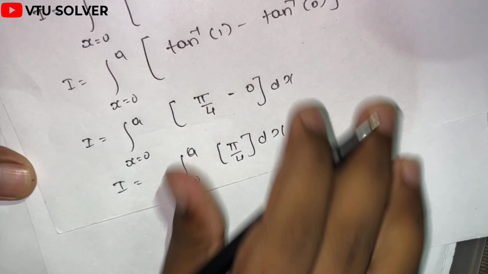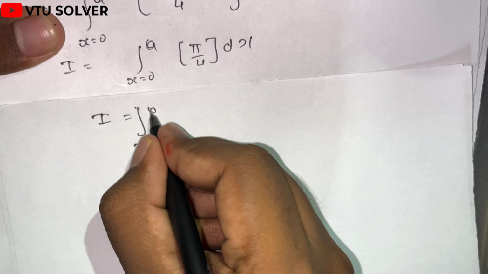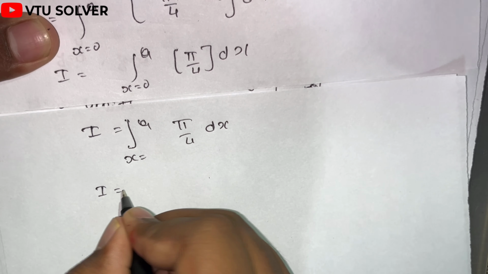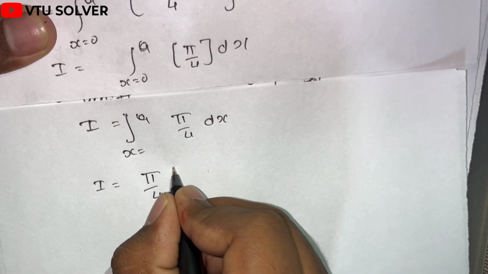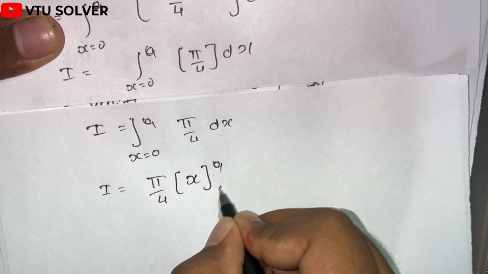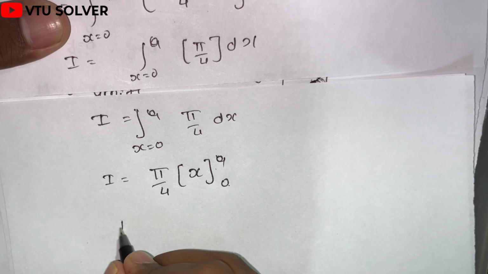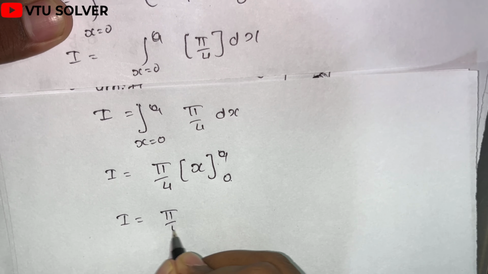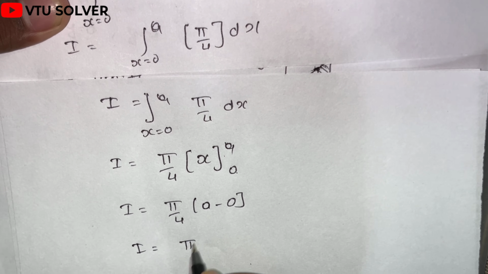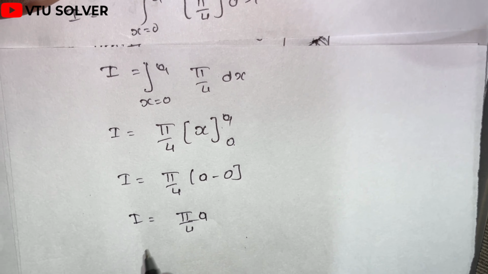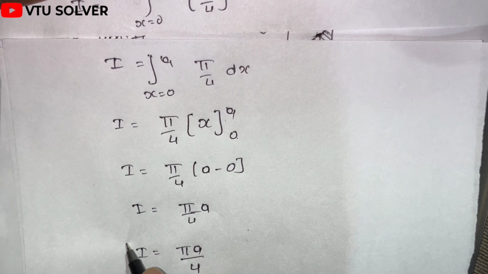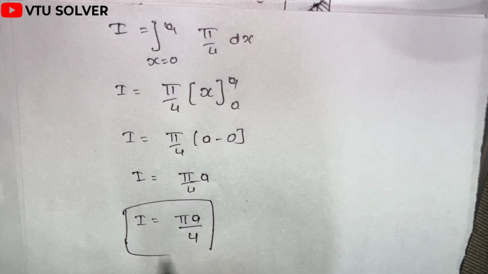Now integrate the equation using dx. Now it will become I is equal to pi by 4 into x of 0 to a. Now add the value into x. I is equal to pi by 4 into a minus 0. Now I is equal to pi by 4 into a. The final answer is I is equal to pi a by 4.